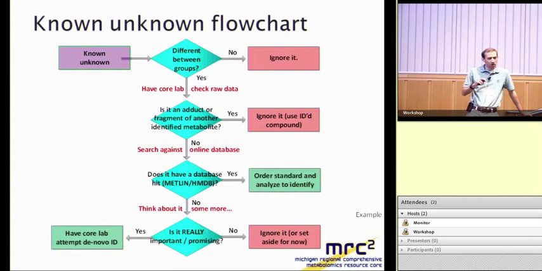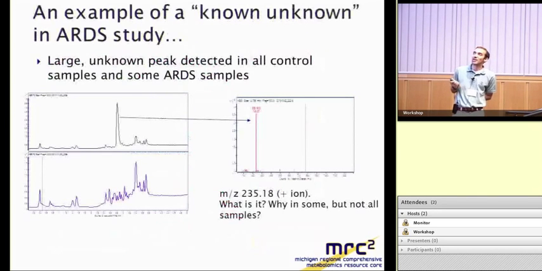If the answer is no, or there are other things that are very good hits, and I don't want to spend all of my time working on these real head scratchers, then you ignore it and set it aside. You can report it in a publication as a known unknown of this characteristic. Maybe we can tell you something about its class of metabolites, and we leave it at that level of identification, or lack thereof. Okay, here's a quick example.